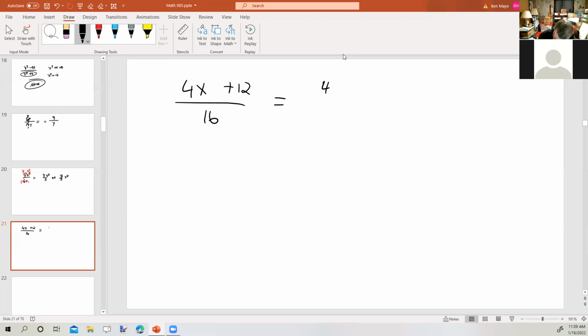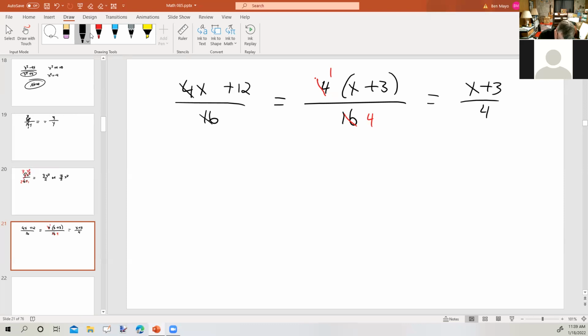We could take the greatest common factor out of the numerator. Now, 4 is a factor of the numerator. X plus 3 is a factor of the numerator. I can now reduce the 4 over 16 to 1 over 4. So I get x plus 3 over 4. I can't come in and reduce that or reduce that because these are terms. You can't reduce terms. You can only reduce factors. That's the big deal about this chapter that you need to grasp.